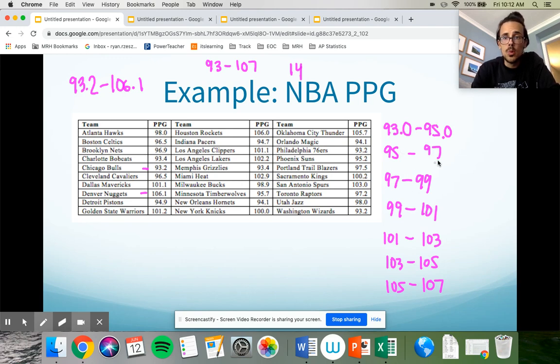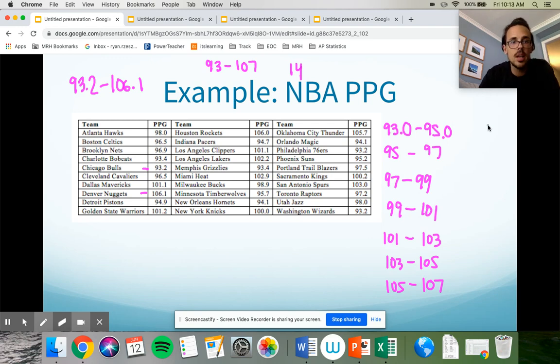Now, when you make your groups right here, you'll notice, what happens if you're exactly a 95, or what happens if you're exactly a 99? Where do you go? If you land exactly on a number, you choose the one where it's the left boundary. So a 95 would go in this group right here. A 97 would fall into this group right here. A 99 would fall into this group right here, and so on.